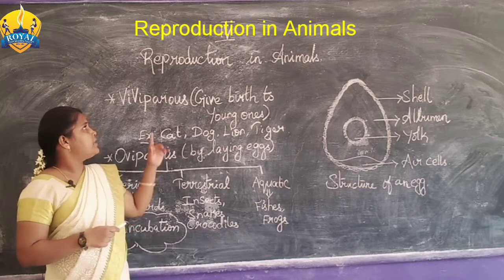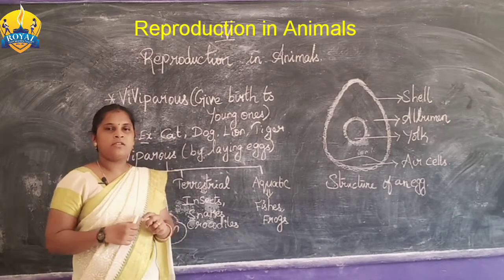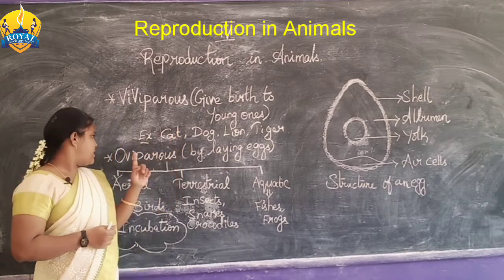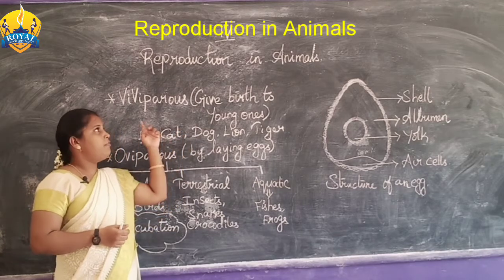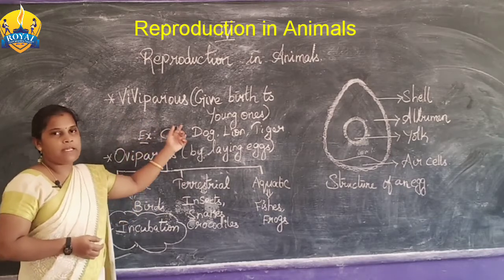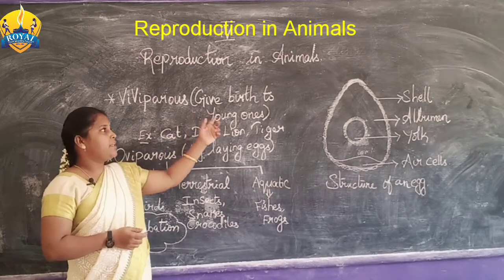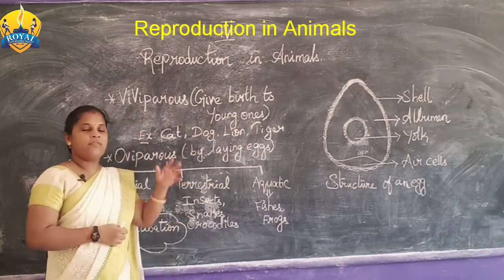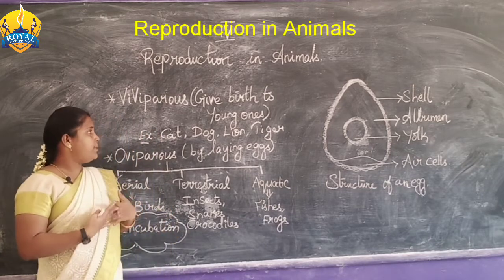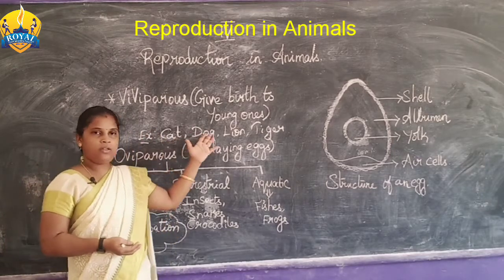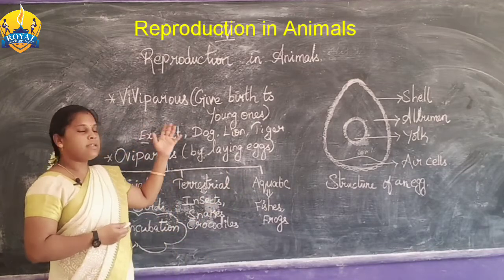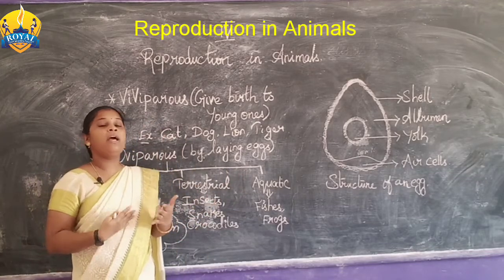Reproduction is of two types. First one is viviparous and next one is oviparous. What is viviparous? Viviparous means animals that give birth to young ones. For example, cat, dog, lion, tiger, and human beings are also viviparous animals that give birth to their young ones.